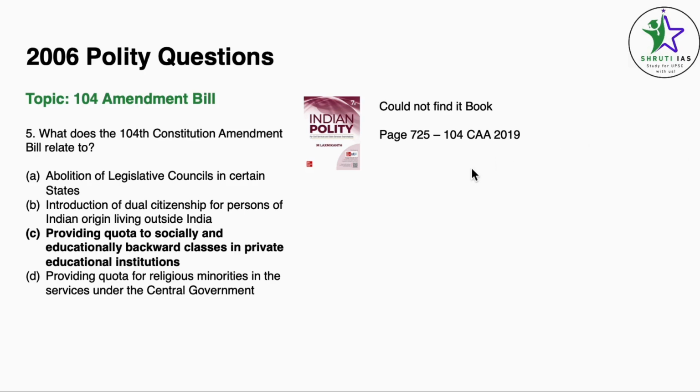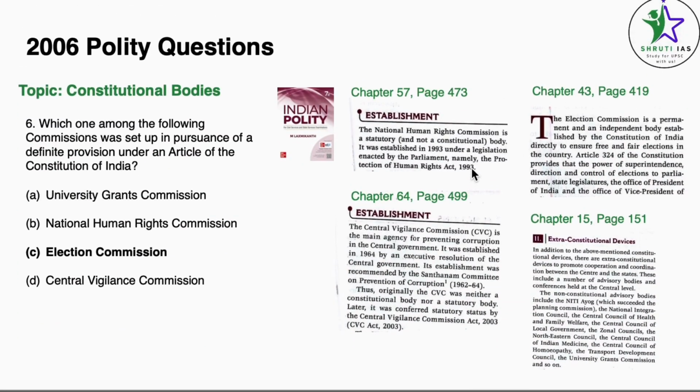Moving ahead to question number 6, which is about constitutional bodies. The question is, which among the following commissions was set up in pursuance of a definitive provision under an article of the Constitution of India? 4 options have been given: University Grants Commission, National Human Rights Commission, Election Commission, and Central Vigilance Commission. Now here the answer is Election Commission.